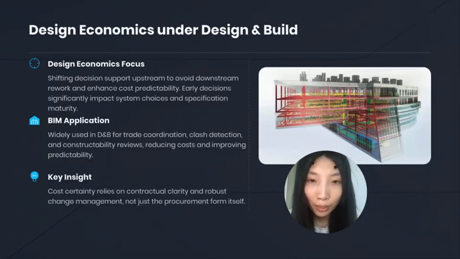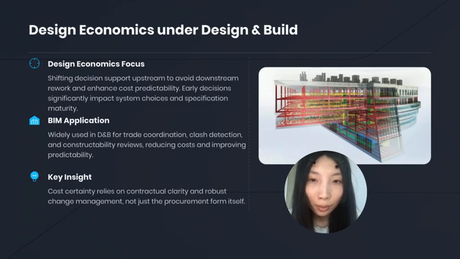Now I will move to section 6, Design Economics under Design and Build. Design economics focuses on the relationship between design decisions and cost outcomes. Even though design and build aims to improve cost certainty, cost control still depends heavily on how early design decisions are made, how risks are allocated, and how changes are managed. On this page, the key message is that decision support is shifting upstream.